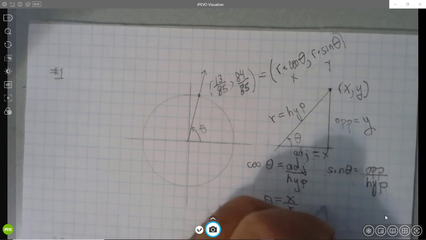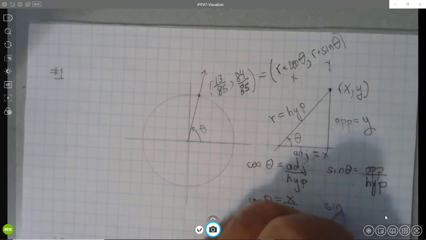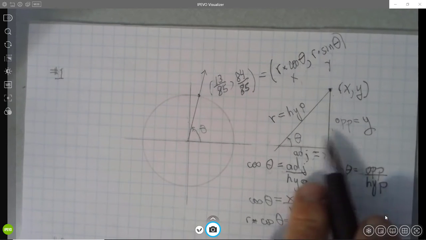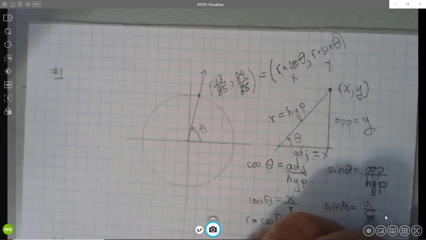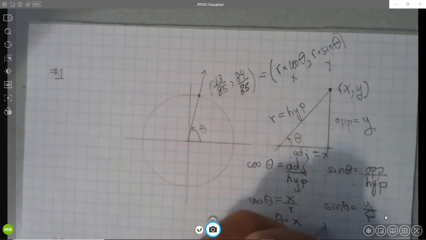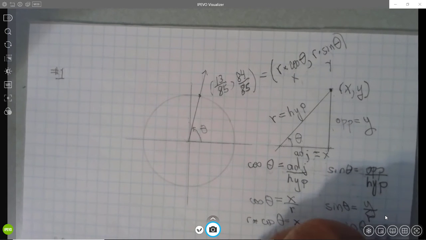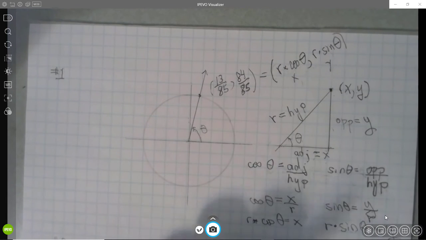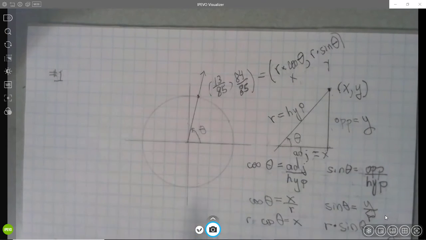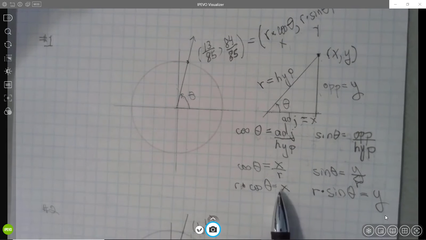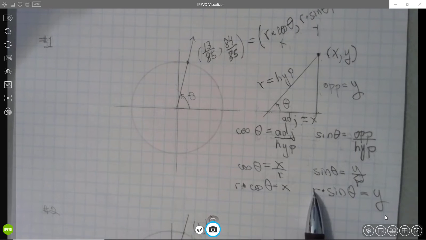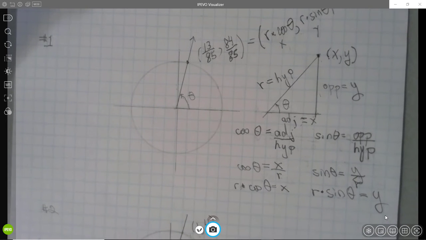And likewise, sine of theta is the opposite, well, that's the y-coordinate, over the radius, that's r. Multiply through by r, so r times the sine of theta is equal to y. I don't like my times mark there, it's so messy, let's use a dot. So, r cosine theta is the x, r sine theta is the y. In the case of a unit circle, those r's go away because they're just equal to 1.